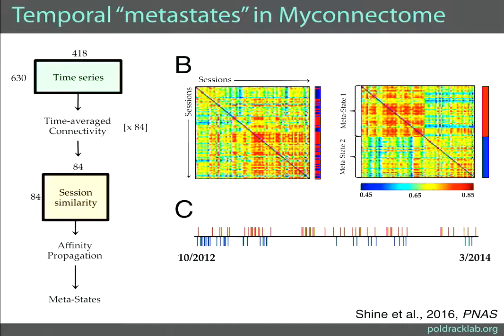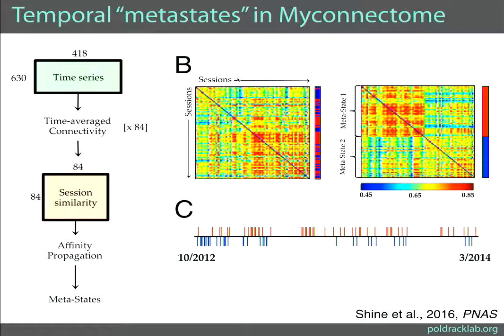The first way that we looked at this is basically just by clustering connectivity patterns. Max Schein, who was a postdoc in the lab, took the data within each of the 84 sessions, took the average connectivity matrix, and then clustered those over time using a technique called affinity propagation, and came up with two what he calls meta states. The idea is that these are clusters of connectivity patterns that occur over time.